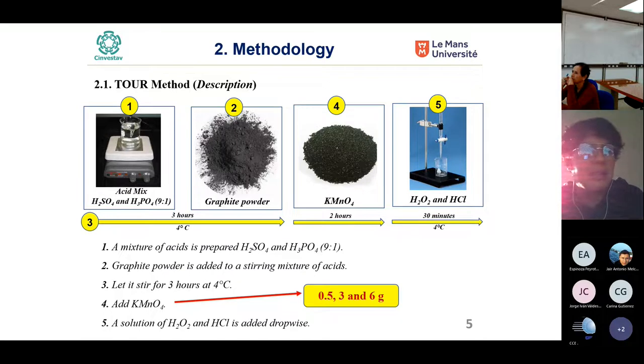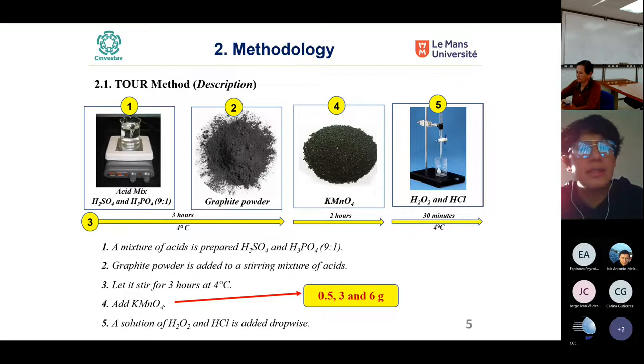Graphite powder is added to a stirring mixture of acid. Let it stir for 3 hours at around 4 degrees. Step number 4 is really important in this methodology, because with this we can control the level of oxidation in our material. We add potassium permanganate. For this work, we added three different amounts: 0.5, 3, and 6 grams of potassium permanganate.